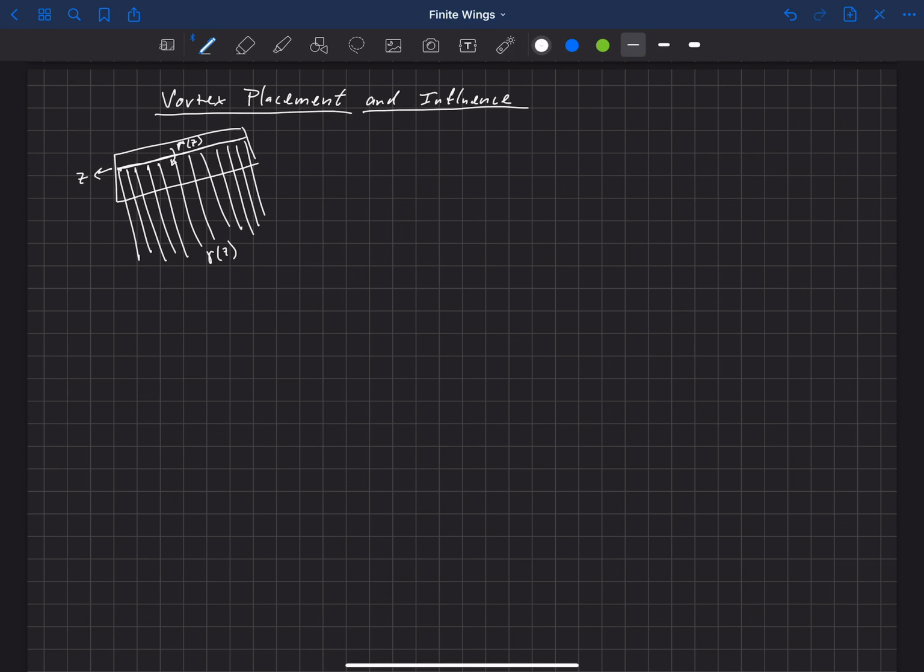actually as a continuous function. We didn't place these as individual vortices, but we can think of them as individual vortices. But really, this is a sheet of vorticity here in the wake, and then some continuous function of capital gamma that moves along the quarter chord here.